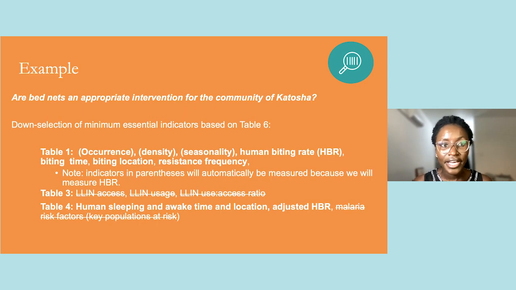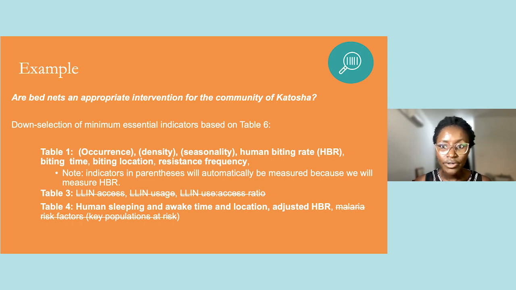After identifying the desired indicators, you can review Table 6 to better understand which are the minimum essential indicators for this investigation, and then narrow down indicators based on available resources and capacity. When we review Table 6, specifically the long-lasting insecticide net column, we see vector occurrence, density, human biting rate, biting time and location, resistance frequency and resistance status, and human sleeping time and location as supplemental indicators.